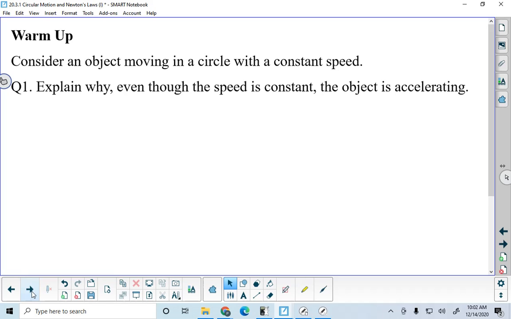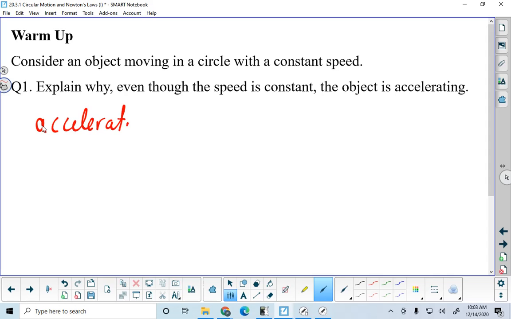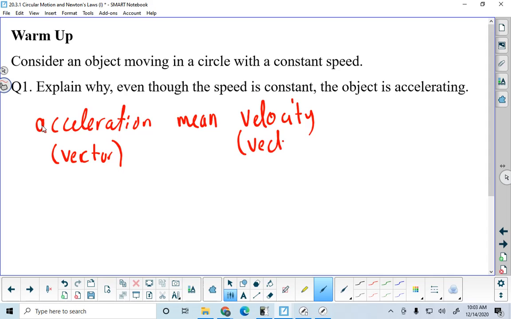And let's go back and talk about what the word acceleration means. Acceleration, which is a vector, means velocity, which is a vector, is changing. That's the definition of acceleration.